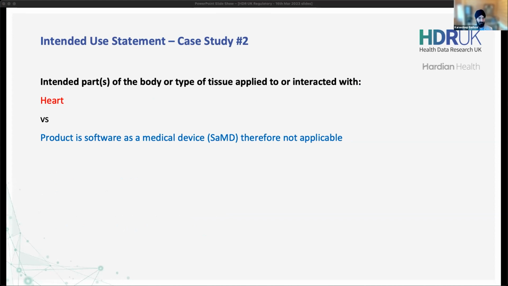That's probably a really bad example. Versus the product is a software as a medical device, therefore not applicable. In this case, it's a software medical device. It's not actually going at any part of the body or any types of tissues. So what you do in this case is make it clear that it's not applicable. And then, of course, anything that's part of your GSPR, EU MDR technical documentation in regards to things touching the body, i.e. biocompatibility, you can automatically tick off as not applicable. So it makes very clear from the get-go what kind of things you need to be doing. Next one, please.